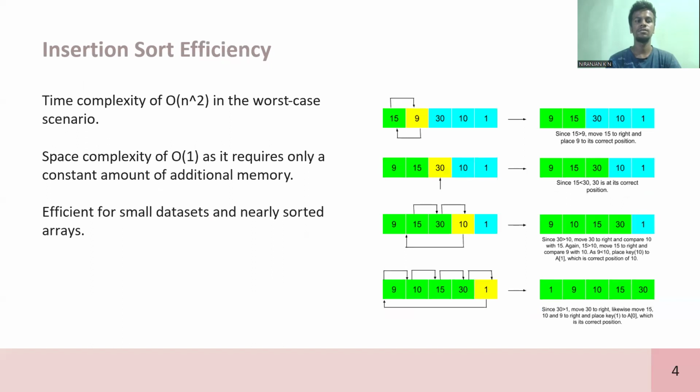Insertion sort efficiency. Time complexity of O(n^2) is the worst case scenario. Space complexity of O(1) as it requires only a constant amount of additional memory. So it is efficient for small datasets and nearly sorted datasets. As you can see in the example, another example where the elements are sorted in ascending order.